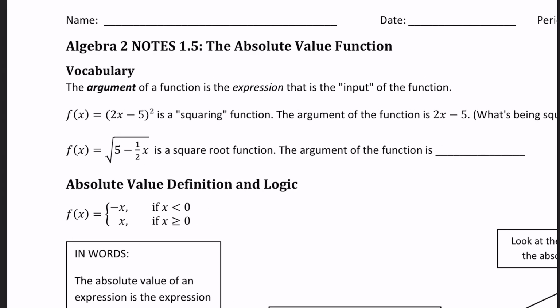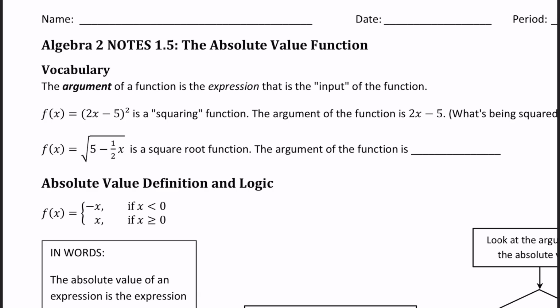So what about this thing here? F of x is equal to the square root. So this is a square root function. What's the argument? You fill it out, and then I'll tell you.